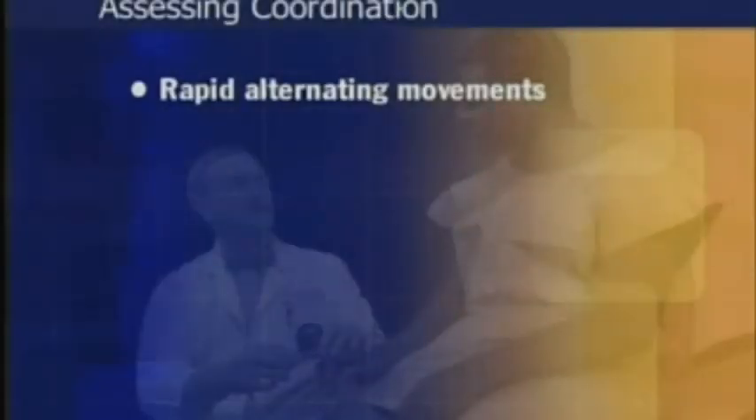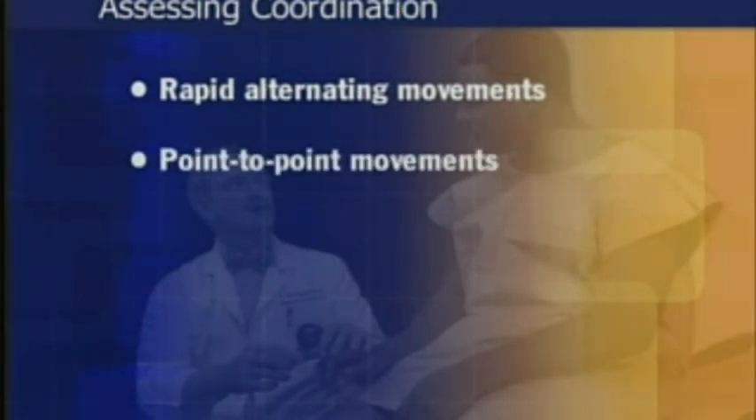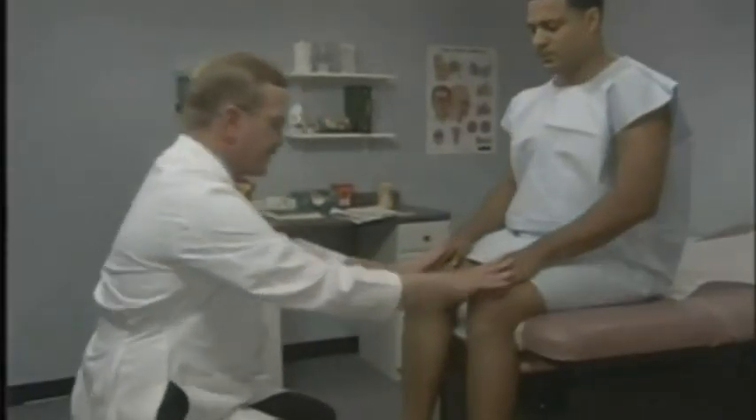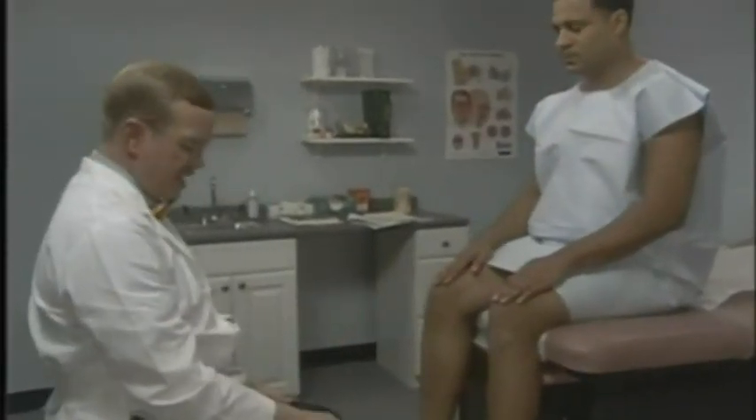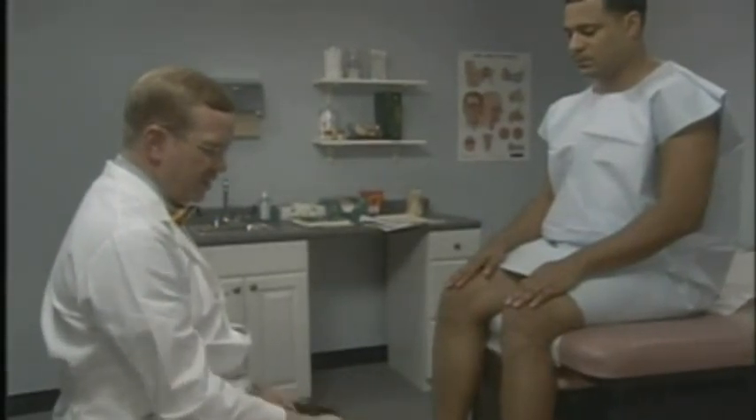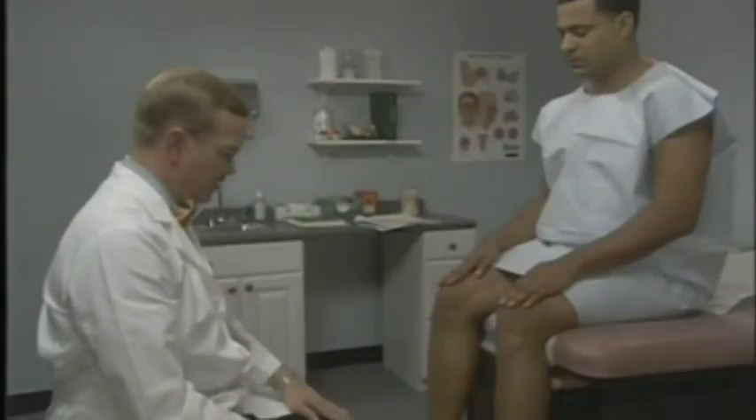To assess coordination, you'll evaluate rapid alternating movements and point-to-point movements. Begin by showing the seated patient how to move his hands so you can assess rapid alternating movement of the arms. I want you to do like this. Over and back, over and back, over and back. Now you do it. Observe the speed, rhythm, and smoothness of the movements. Assess each arm in this way. The patient's dominant hand may be better coordinated.